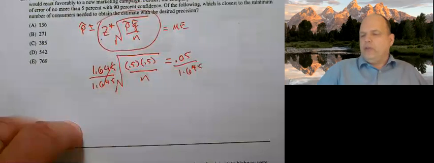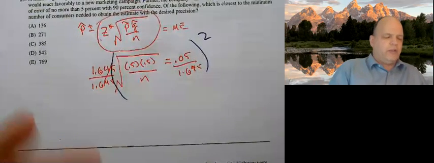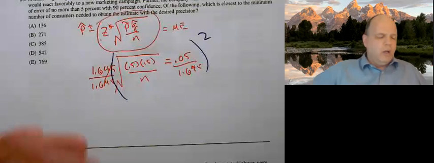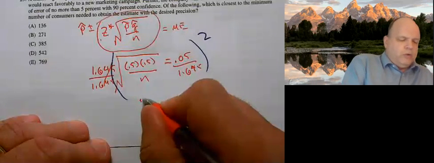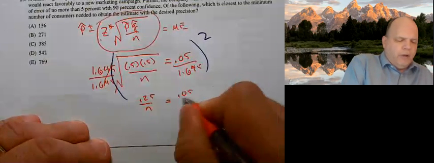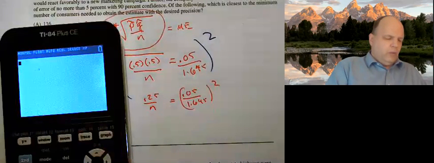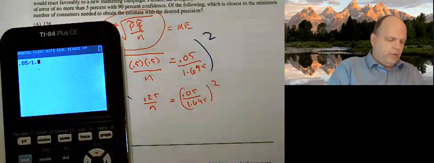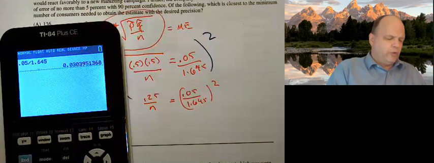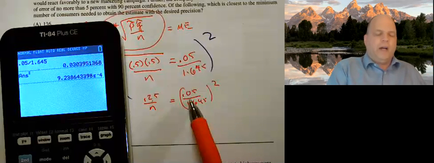And I know this is not the best math, but I'm going to go ahead and square that just because it makes life easier if I do it right now. So this becomes 0.25 over N equals 0.05 over 1.645, and this is squared. So 0.05 divided by 1.645, and I'm going to go ahead and square that. And 0.25 divided by this value will give me N.